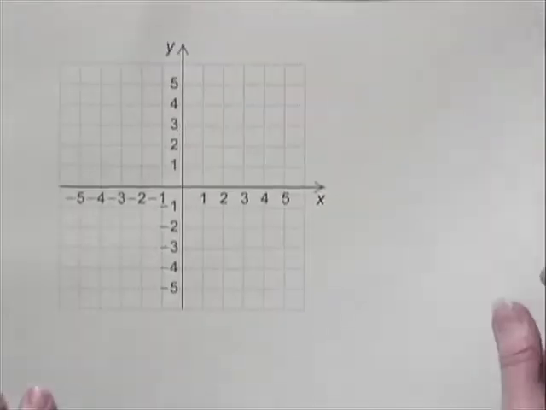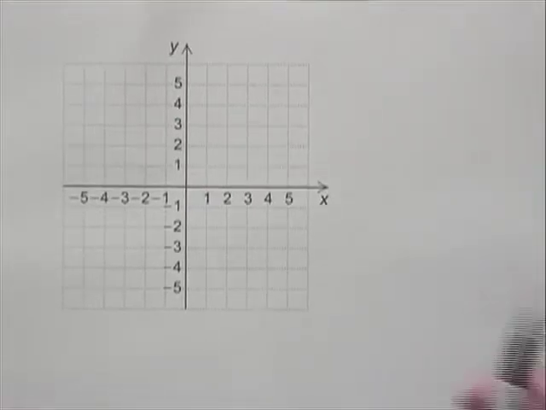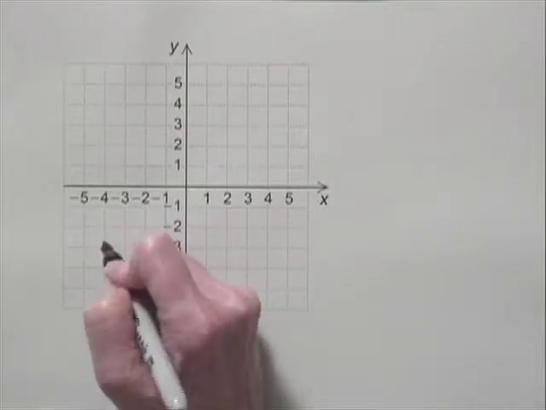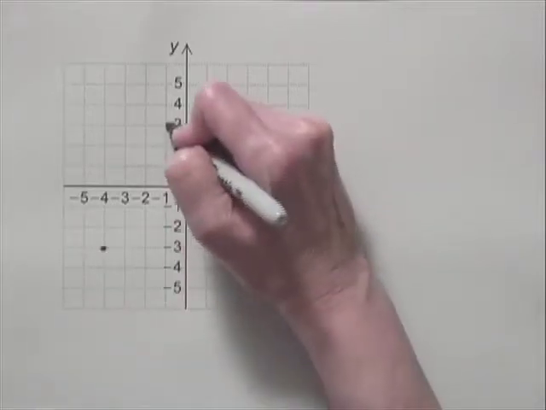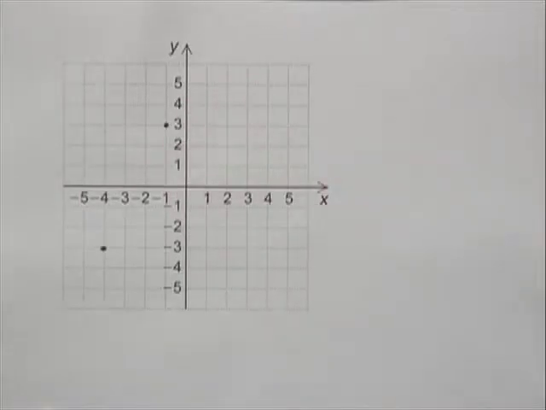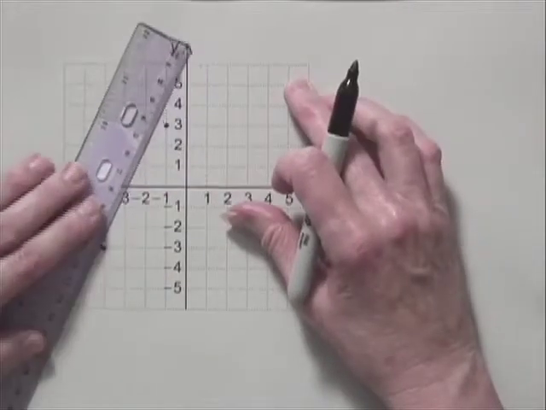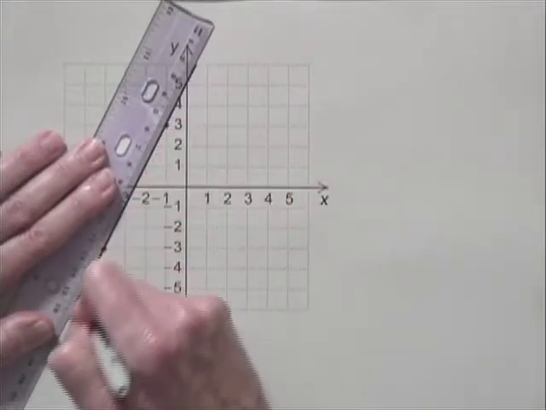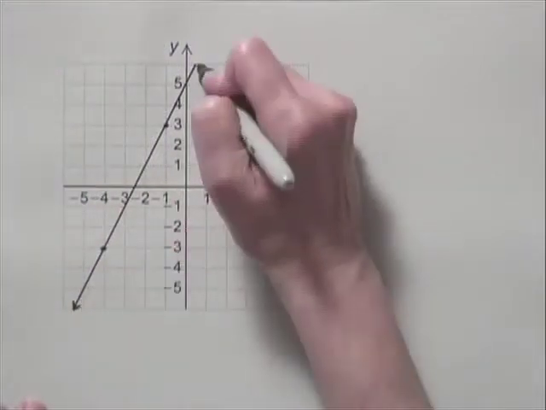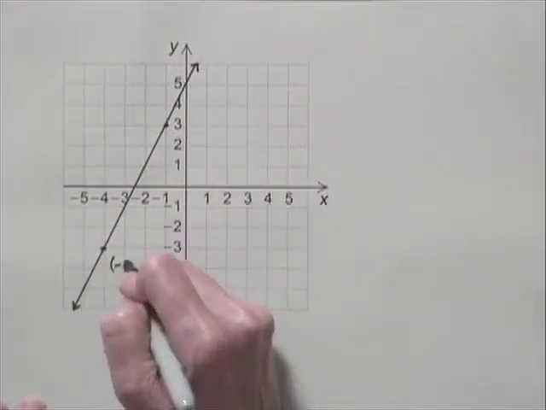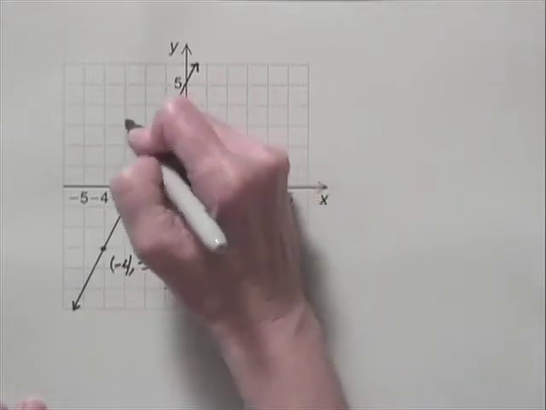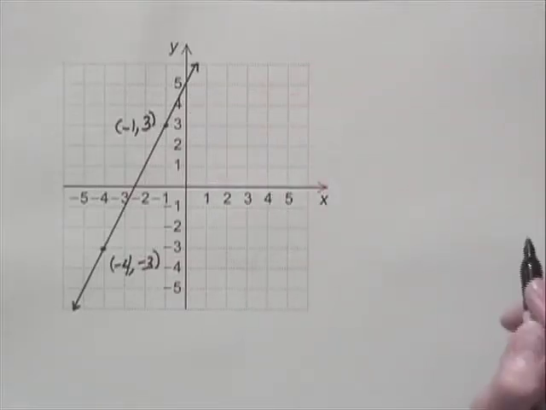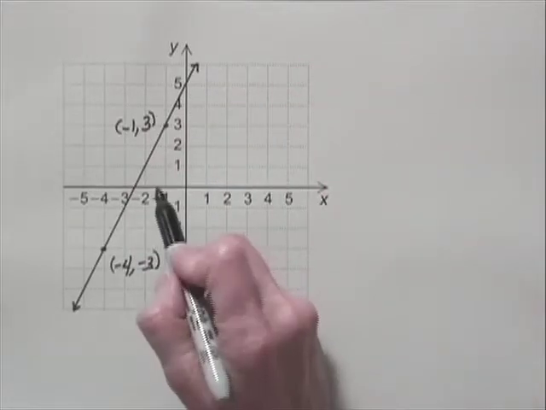Now, let's use these 2 points to graph the equation. We had the point (-4, -3), and we had the point (-1, 3). And let's just draw the straight line that contains those 2 points. And let's label them. This is (-4, -3), and this is (-1, 3).